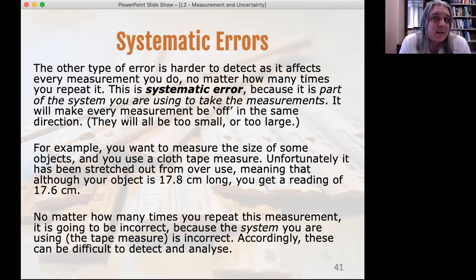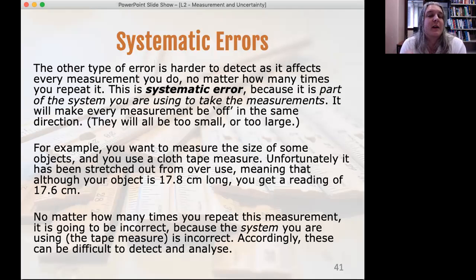The systematic error is harder to detect because it is part of the system itself. The system in this case is the whole setup you're using to take the measurement. So it might be the ruler and the object and you reading the ruler. The systematic error might be, for example, I think there's an example given on this slide, a tape measure, and the tape measure has been stretched from overuse. Every time you use that tape measure, it might give you the exact same result, but that result is wrong because the tape measure is wrong. And that is called a systematic error. It's a problem with your system.